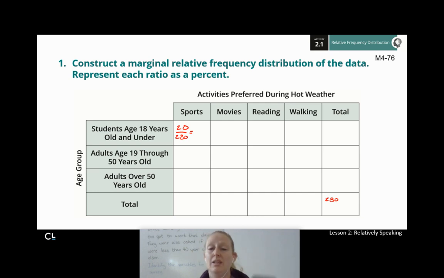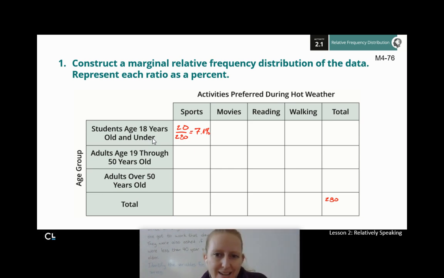So I'm going to grab my calculator, just like with the warm-up. I'll do 20 divided by 280, and then I will multiply by 100, and it turns out I get about 7.1%. So of all the people surveyed, 7.1% were under 18 and preferred sports.